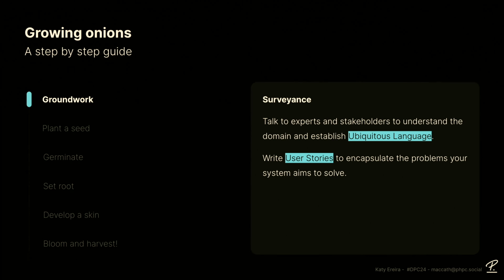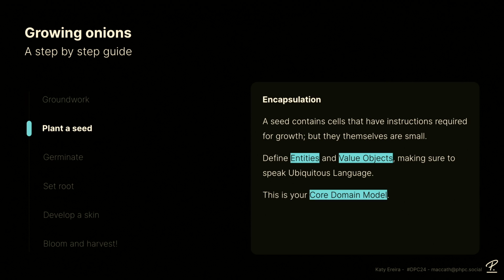And we can also look into writing user stories about what kind of problems our users have and what our system aims to solve. This is doing that groundwork. So we know what our ground looks like. We think, oh yeah, that looks good. So we're going to start by planting a seed.